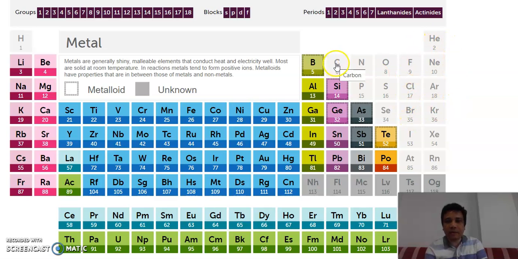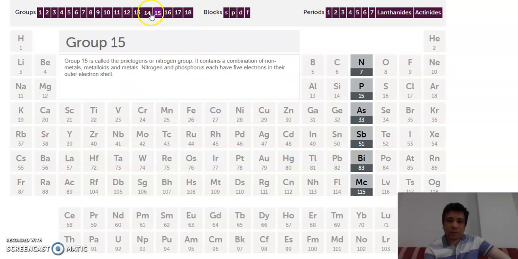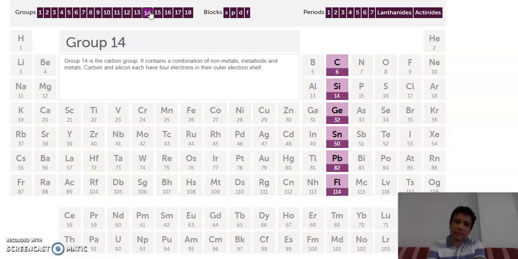And the other elements: carbon, nitrogen, oxygen, fluorine, phosphorus, sulfur, chlorine, argon, selenium, bromine, krypton, iodine, xenon, those are non-metals. And in group 14, this is carbon, silicon, germanium, tin, and lead is placed here. So this is the carbon family group.